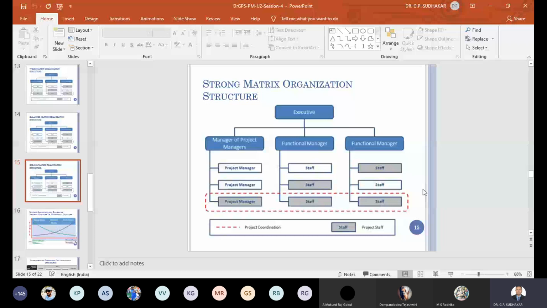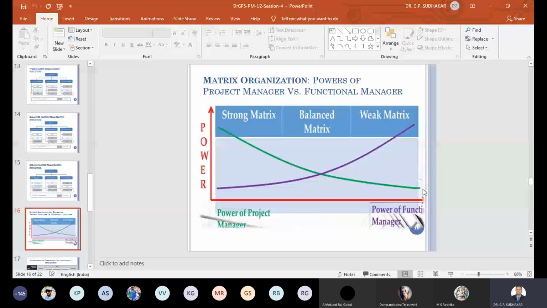So let us see the power of the project manager with respect to matrix organization structures. We discussed the different matrices: weak matrix, balanced matrix, and strong matrix. The project manager's authority will be higher in strong matrix organization structure and lower in weak matrix organization structure. Whereas the functional manager's authority or power will be higher in weak matrix organization structure and lower in strong matrix organization structure. This is how the matrix organization has different categories, and the powers of the project manager and line manager.